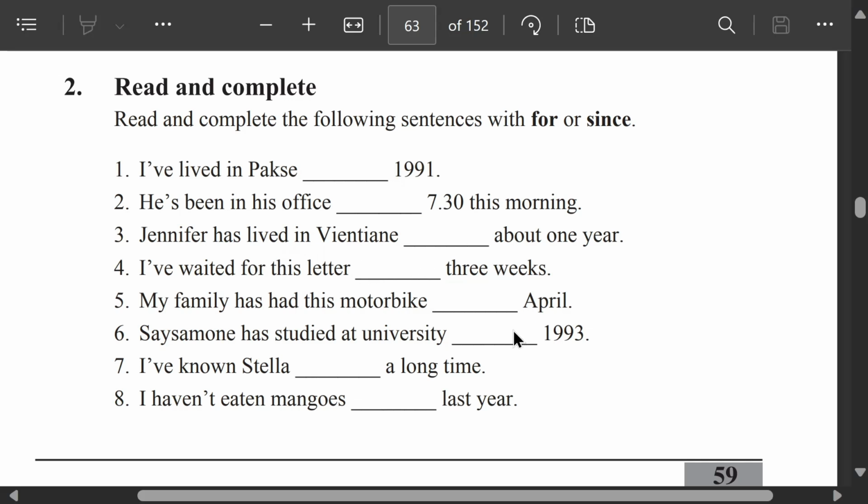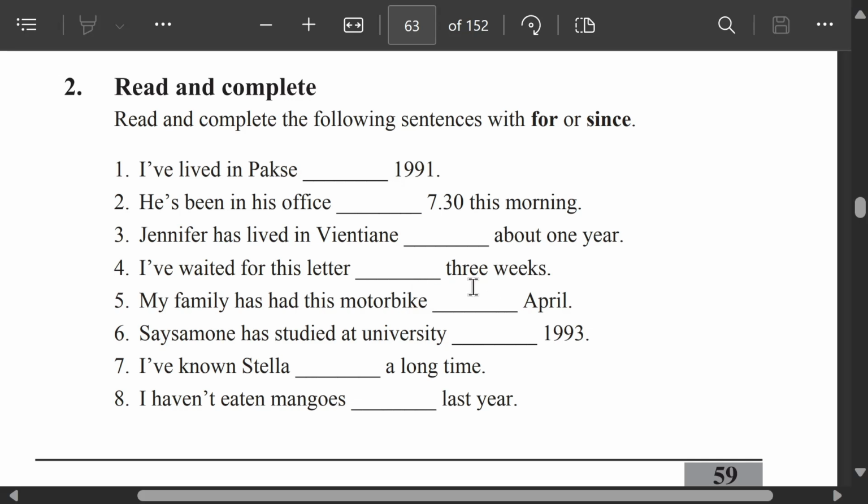Now, since or for 3 weeks? For 3 weeks. 3 weeks is an amount of time. It's not talking about a beginning. If you put 3 weeks ago, with ago, then it would be since. So I've waited for this letter for 3 weeks. This means I was waiting for 3 weeks and then I got it, okay?